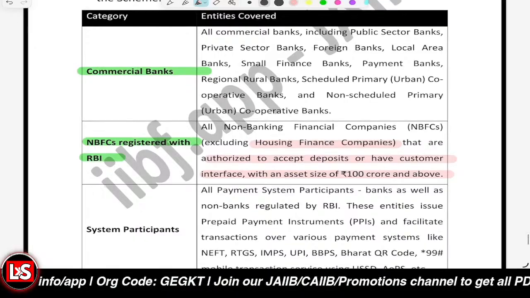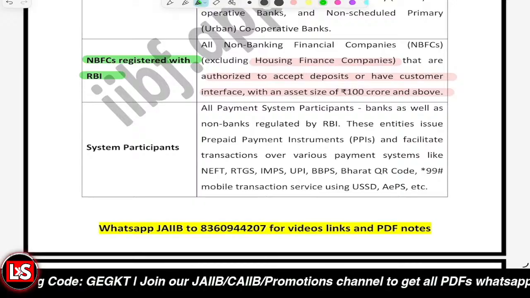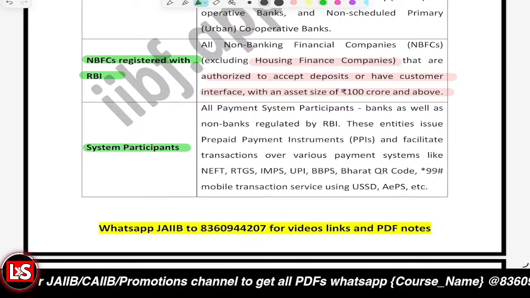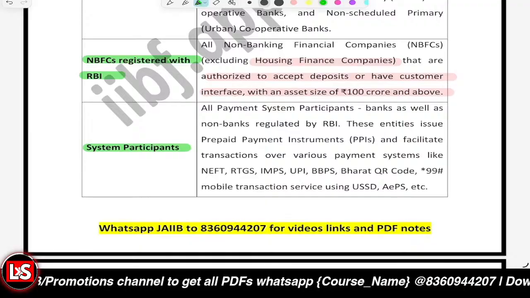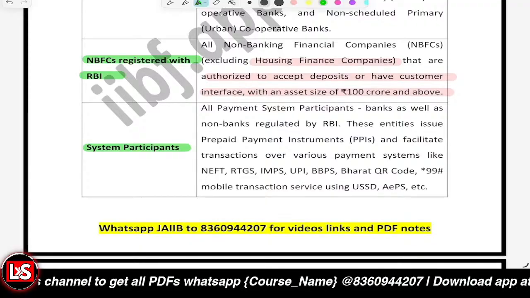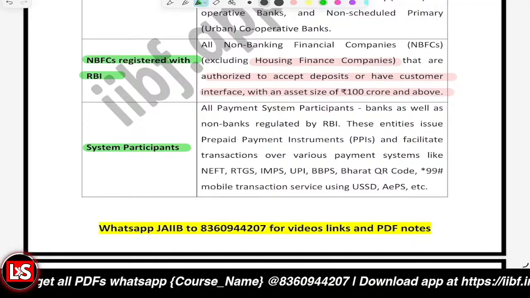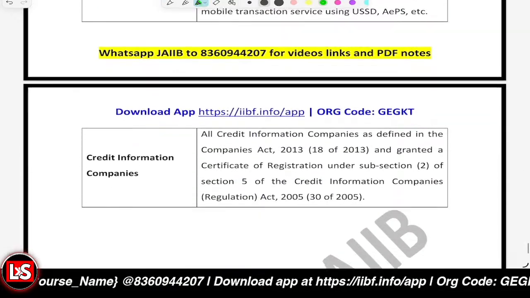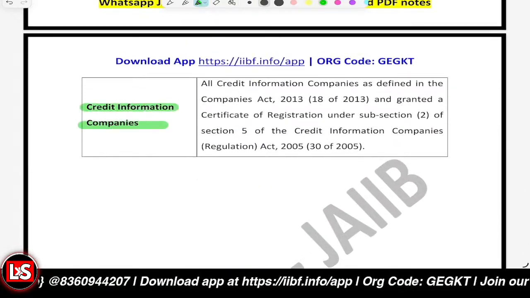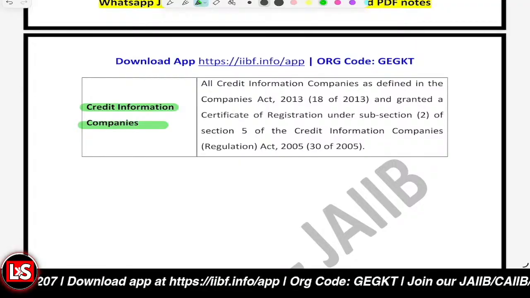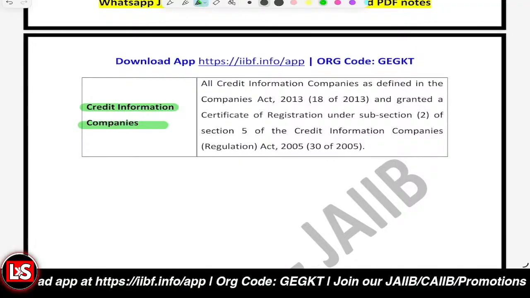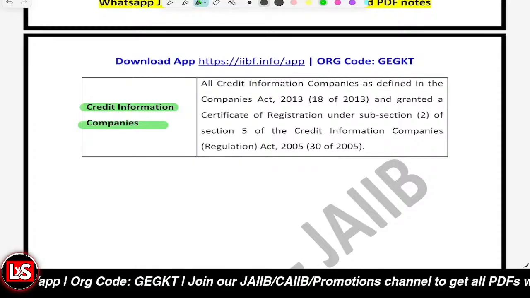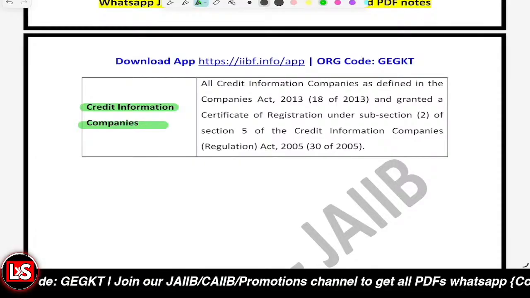And all the system participants which are the part of the payment system, right? Which are facilitating the payments like NEFT, RTGS, UPI, BBPS, Bharat QR or USSD code, AEPS, etc. Those all will be covered into it. And even all the CICs, credit information companies like CIBIL, Experian, those all will be covered. Now, what is the award?